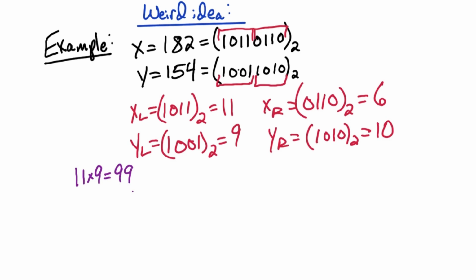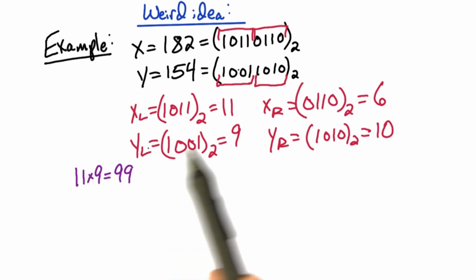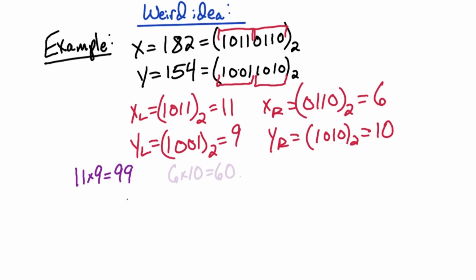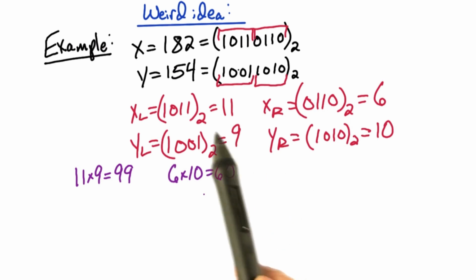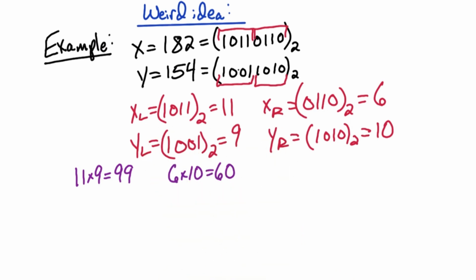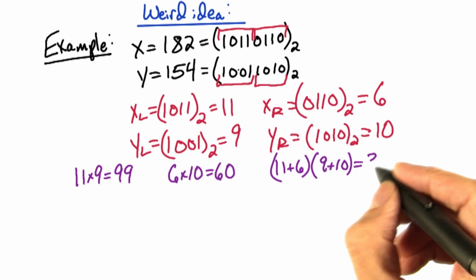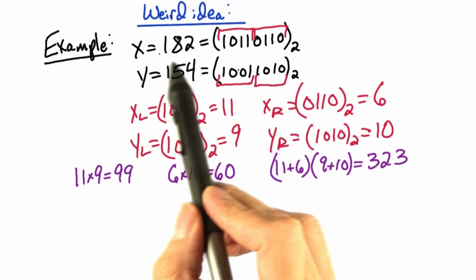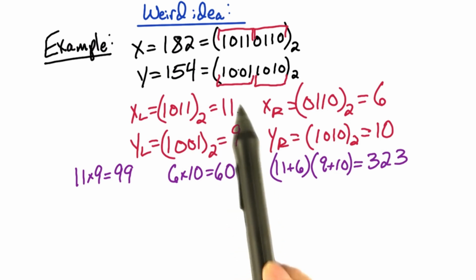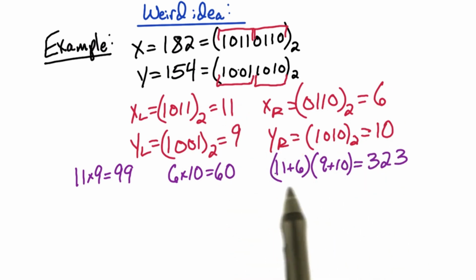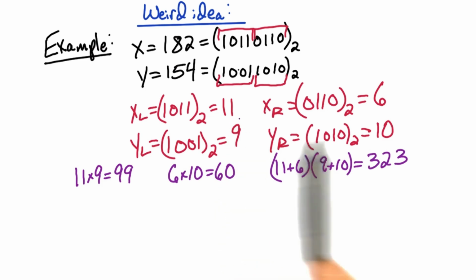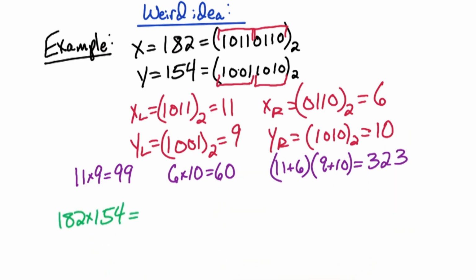Now what our algorithm does is it first computes XL times YL, which is 11 times 9, which is 99. Then we compute XR times YR, which is 6 times 10, which is 60. Finally, we get the non-trivial weird idea. We take XL plus XR, which is 11 plus 6, and we multiply that by 9 plus 10. That gives us 17 times 19, which equals 323. How from this number 182, which can be broken up into 11 and 6, somehow we're working with 17. We combine these two. Then we get 182 times 154.